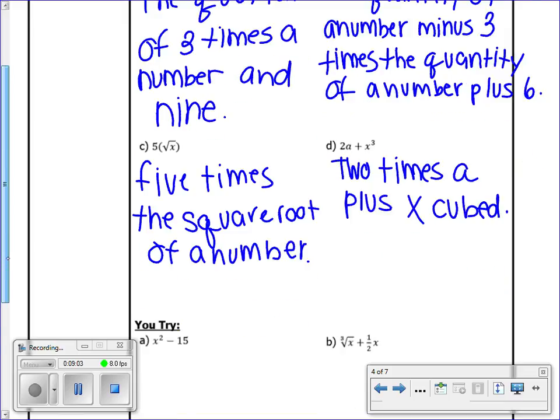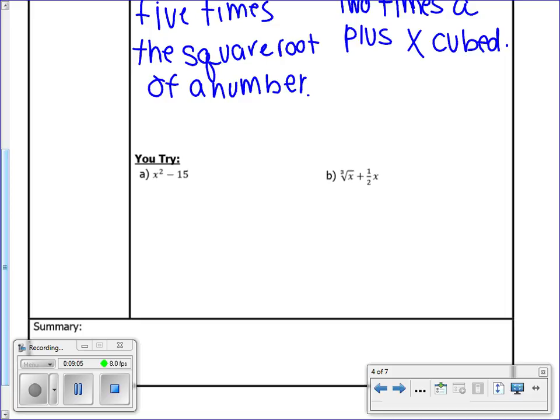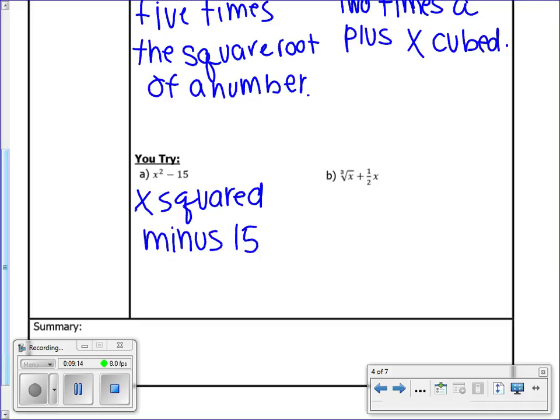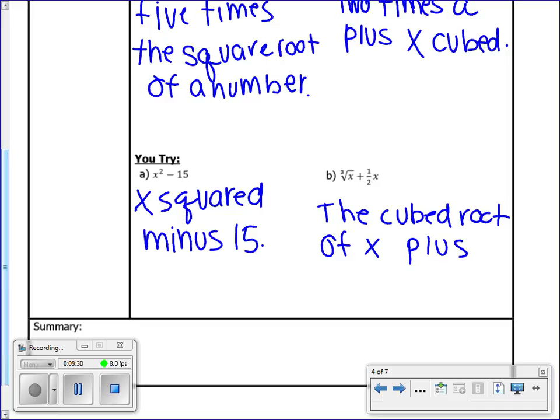For the you try, we have x squared, so you can say x squared minus 15. And for letter B, you would say the cubed root of x plus 1/2 x would work. Again, there are multiple sayings you could use for this, so it doesn't have to be identical to what I wrote.